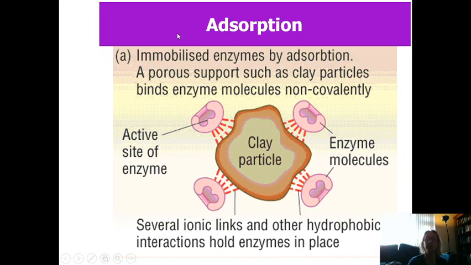So one of the ways in which enzymes can be immobilised is through a process of adsorption. So with adsorption, you've got porous supports such as clay particles, and you'll have these non-covalent bonds or ionic bonds then between the enzyme here and that porous clay particle.